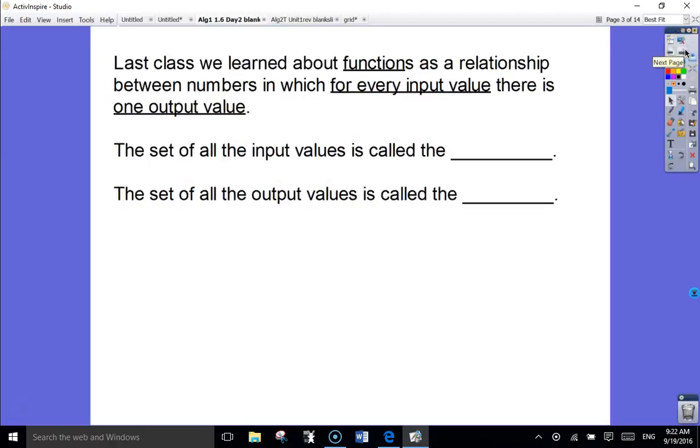Okay, so last class we learned about functions as a relationship between numbers in which for every input value there is one output value. The set of all the input values is called the domain. And the set of all the output values is called the range.